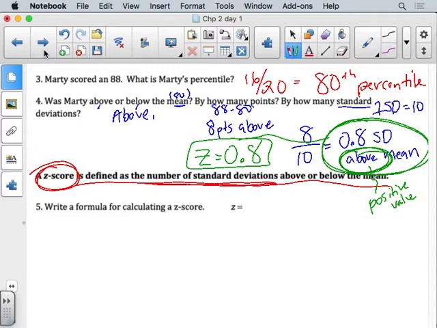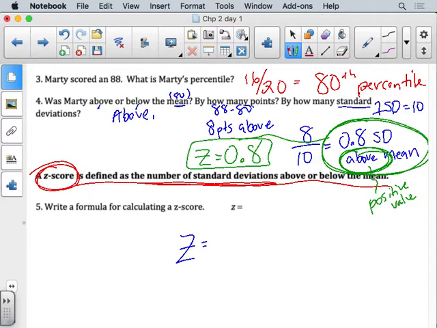Okay, so let's write a formula for a z-score using what we just did on Biff and Marty, which is from a movie. It's called Back to the Future, if you're wondering where the heck these names are coming from. So write a formula for calculating the z-score.